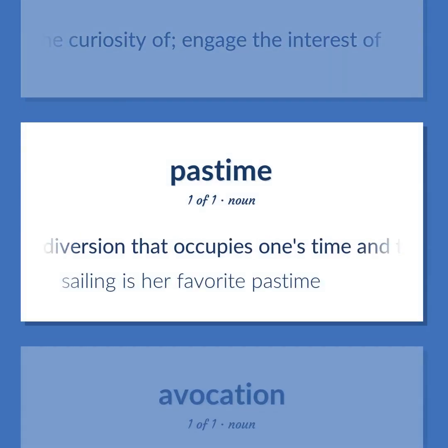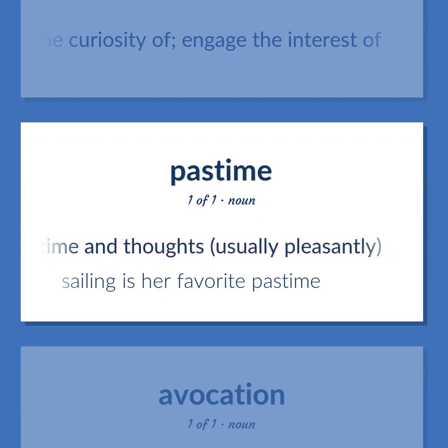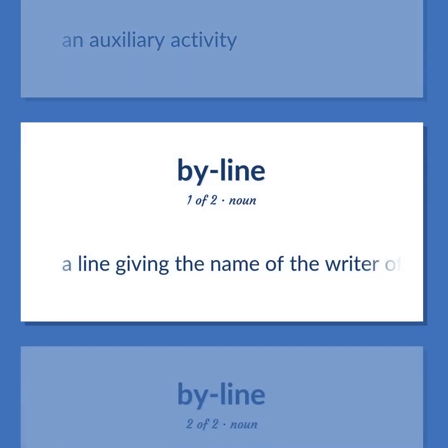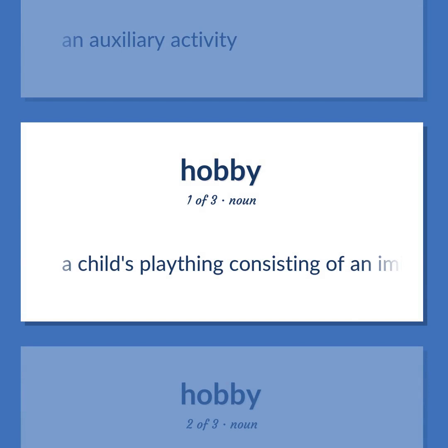A diversion that occupies one's time and thoughts, usually pleasantly. Sailing is her favorite pastime. An auxiliary activity. A line giving the name of the writer of a story or article. An auxiliary activity. A child's plaything consisting of an imitation horse mounted on rockers. The child straddles it and pretends to ride.